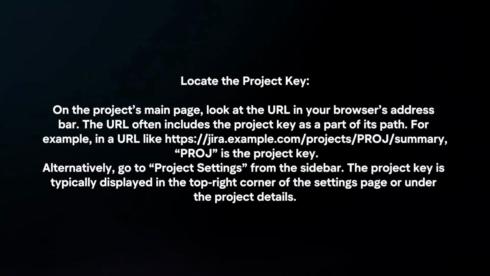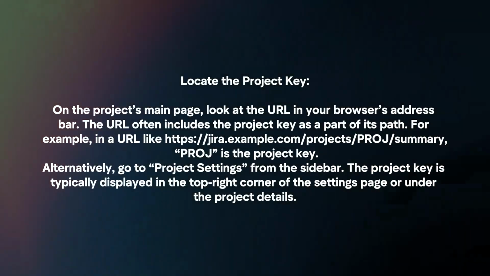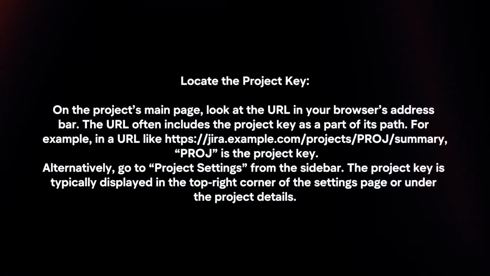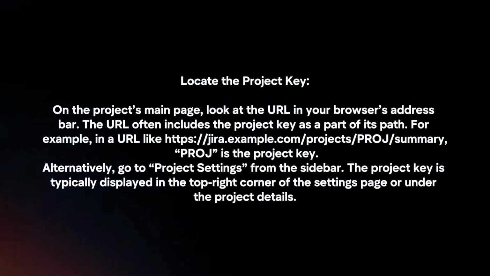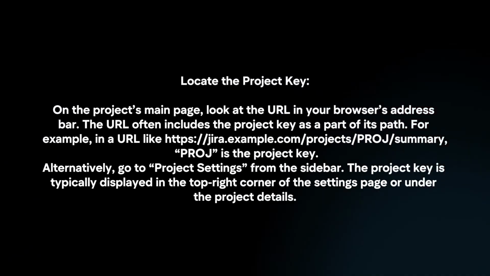Locate the project key. On the project's main page, look at the URL in your browser's address bar. The URL often includes the project key as part of its path. For example, in a URL like the following, proj is the project key.